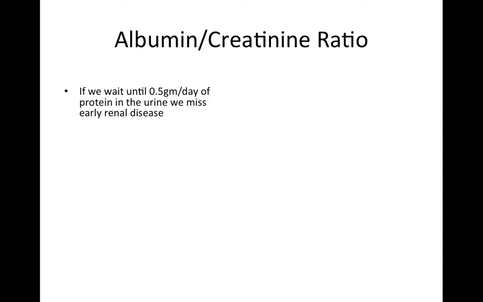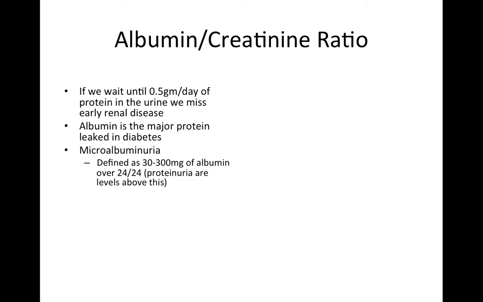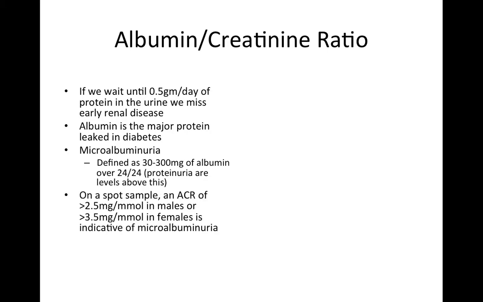Well, the albumin-creatinine ratio is really looking for a more sensitive way to pick up kidney disease, because if you wait till someone's got half a gram of protein a day coming out, you're going to miss a lot and an opportunity to intervene. So albumin in diabetes is the major protein that's leaked through the glomerulus, and microalbuminuria, so levels of protein that don't quite reach proteinuria, is 30 to 300 milligrams over 24 hours, and then proteinuria is just anything above that level.